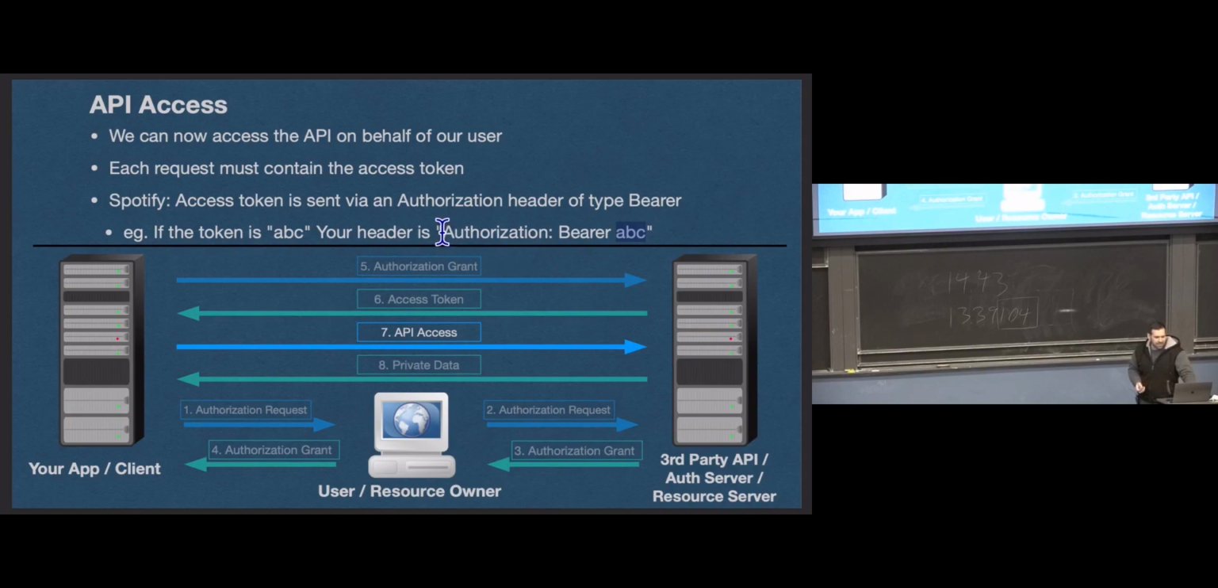Once it sees this header, it's going to double check this. This is the only value checked. It's going to say, okay, we're good. This is a valid token. And then it's going to serve up some private data.